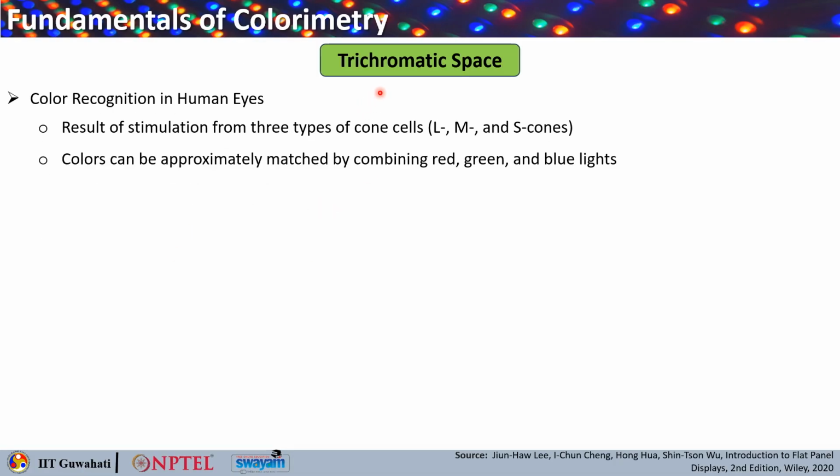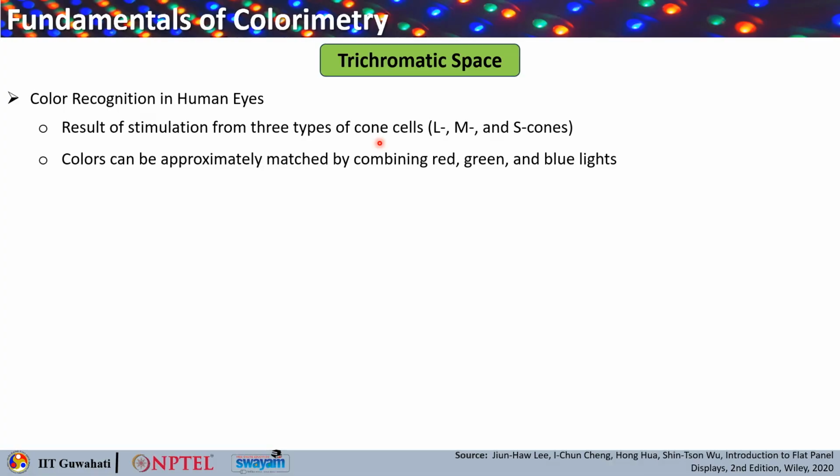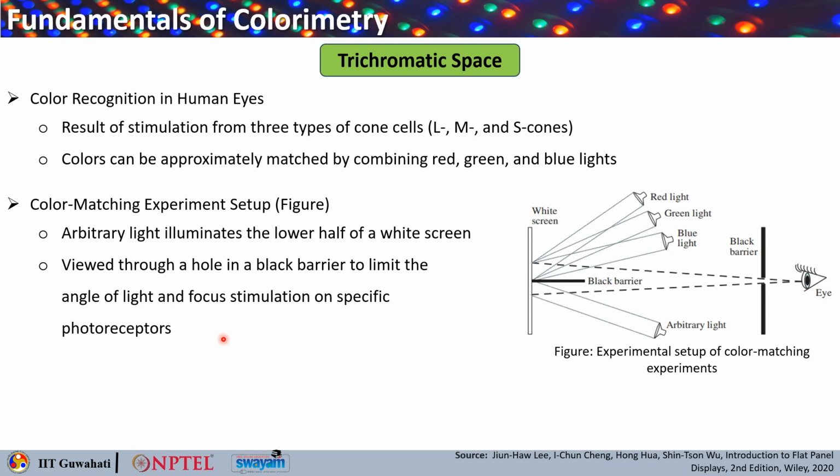So, when you talk about trichromatic space, this is important for color recognition in human eyes. This is a result of stimulation from 3 types of cone cells, which we have just seen in the previous lecture, L, M and S cones. And the colors can be approximately matched by combining red, green and blue lights. So, how is color matching done?